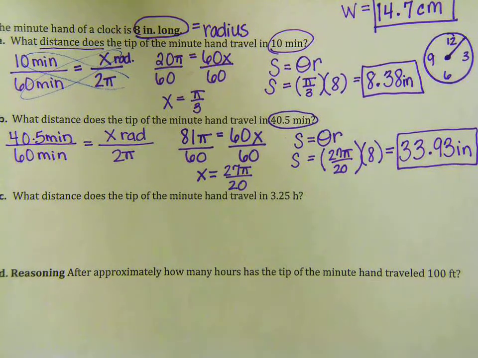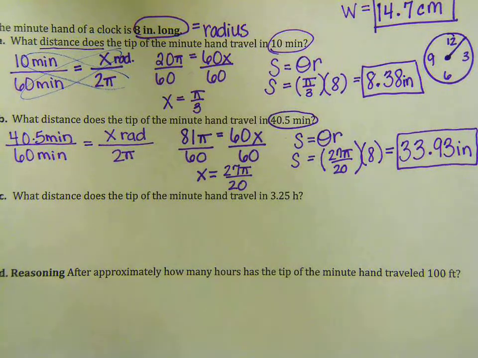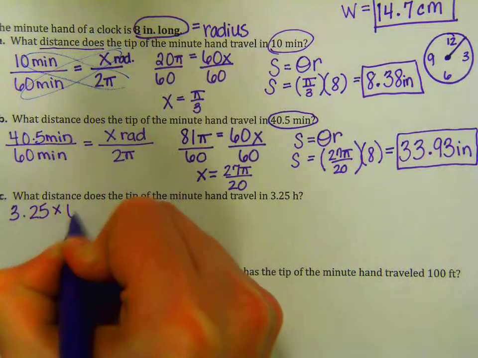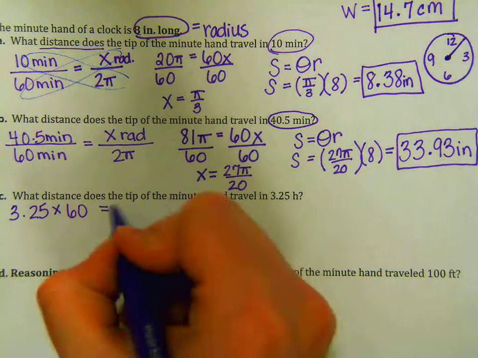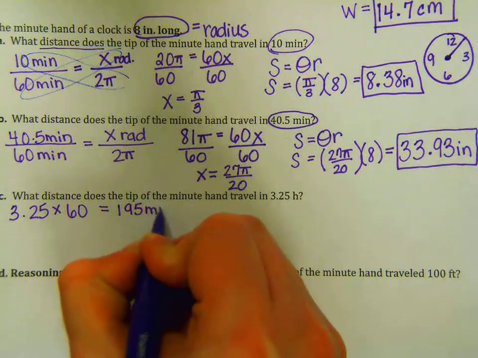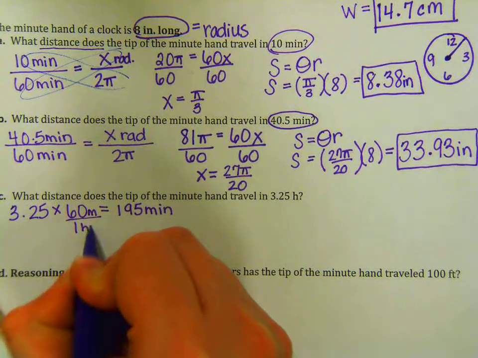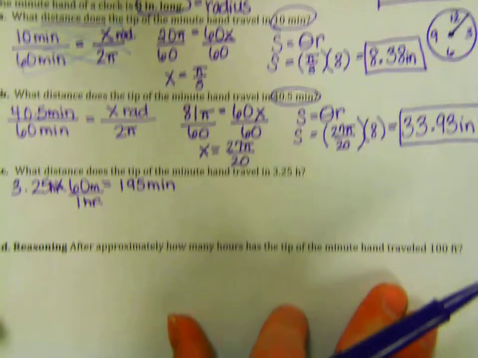Letter C changes it up just a little bit on us because we don't have minutes, we have hours. So before I can even set up my proportion, I'm going to write my 3.25 hours as minutes. And how are we going to do that? Multiply by 60. So 3.25 times 60. That gives us 195 minutes. So this was 60 minutes over 1 hour. And over here this was an hour, so they canceled each other off. So that's how I was just left with 195 minutes.